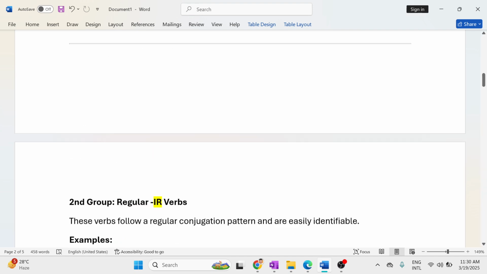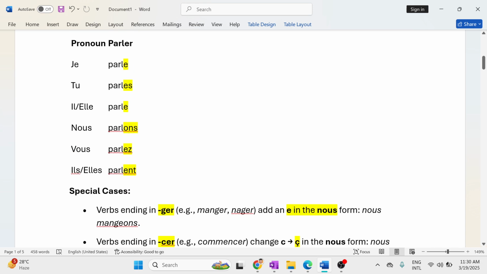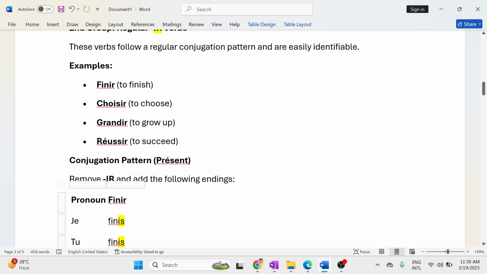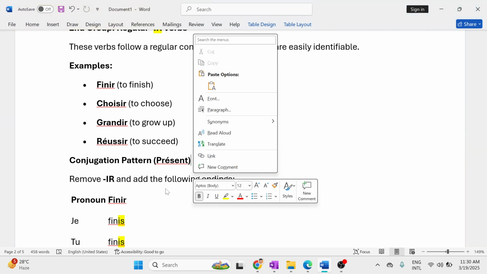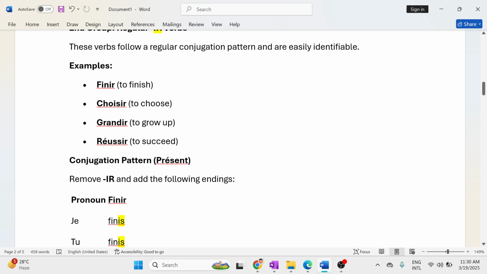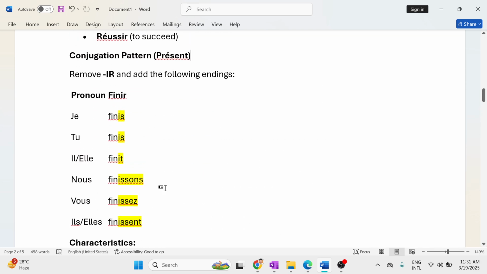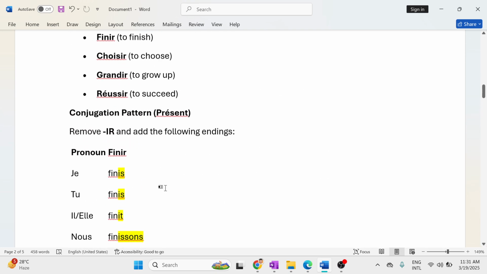In the case of ER we have only one exception, that is aller. But here there are many more, like dormir, partir, sortir, right? Ressortir, repartir. All those verbs are going to go in the third group, even though they end in IR. So let's see the third group now. Are we clear with the second group? Yes. So I'll be moving to the third group now.